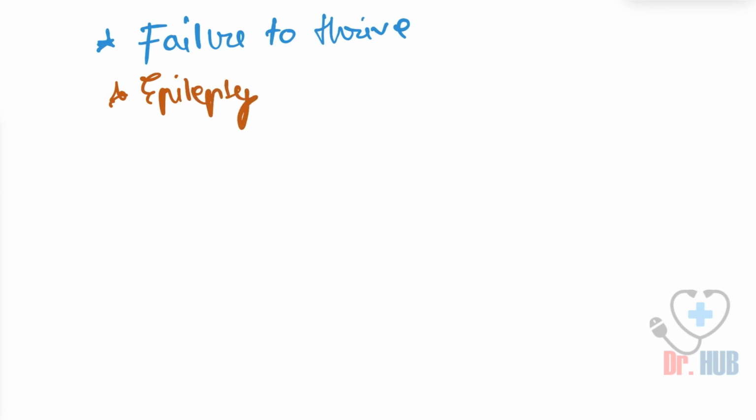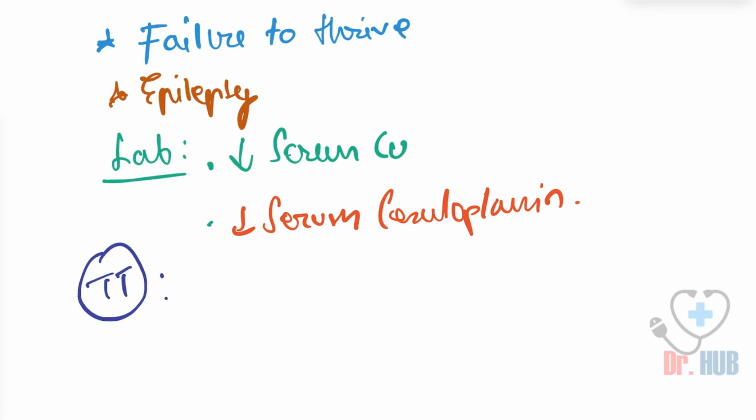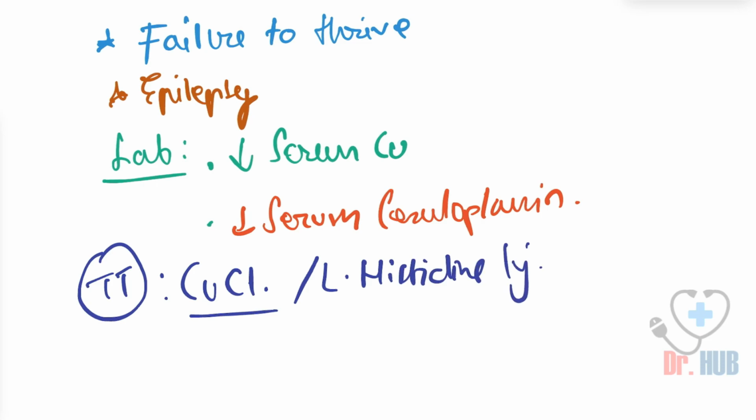Now we move on to the lab. What are the lab findings? There is a decrease in the serum copper, as well as a decrease in the serum ceruloplasmin. Next the question arises, what is the treatment? The treatment is copper chloride as well as L-histidine injections.